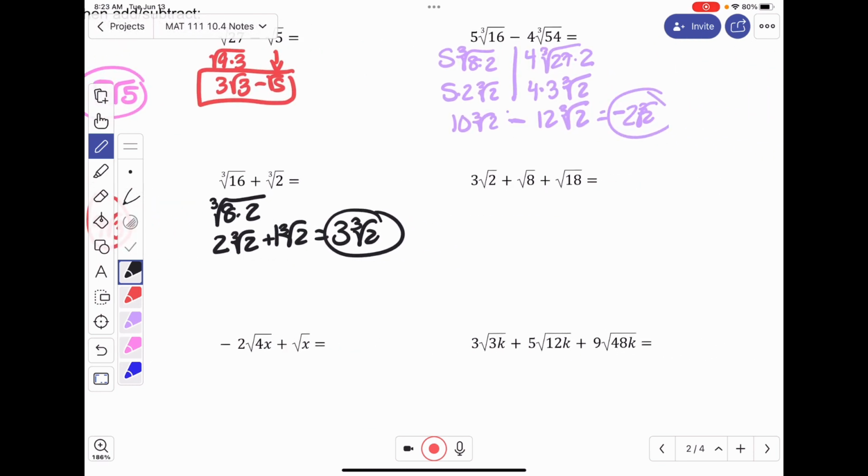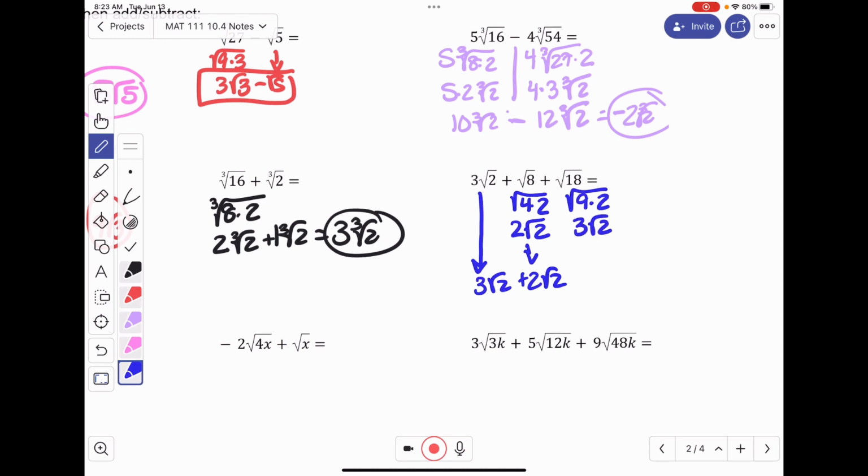All right, over here, the 3 root 2 is already as simple as it can be. 8 is 4 times 2. Square root of 4 is 2. Now that's as far as it can go, so we bring it down. 18 is 9 times 2. Cubed root of 9 is 3. And that's as far as we can go, so we bring it down. Now we combine like terms. 3 plus 2 is 5, plus 3 is 8, so we get 8 root 2.